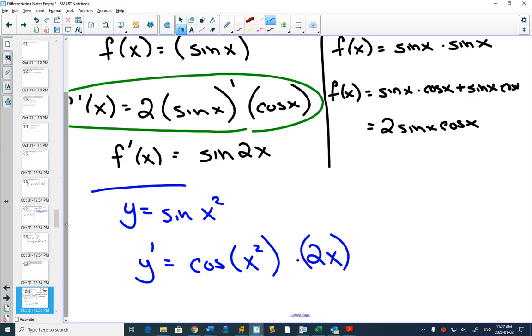The most common mistake with the chain rule is that people over-derive. They want to do too many derivatives at once. You just do the derivative of the outside function. Derivative of sine is cos. Keep the inside the same. And then multiply by the derivative of the inside function.